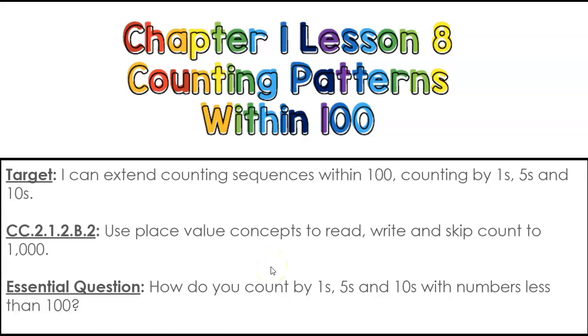Today we're going to do lesson 1.8 in our Go Math book, page 55. Our target is, I can extend counting sequences within 100, counting by ones, fives, and tens. So we're actually going to be going to 1000 in skip counting, which is a larger number than we did in first grade, but we're also going to be able to start at any number to be able to do this.